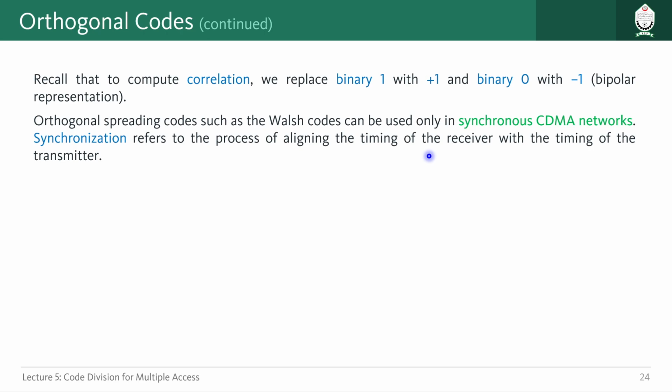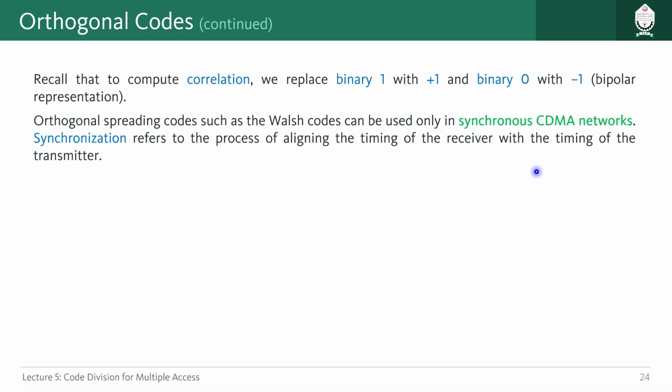Synchronization basically means the process of aligning the timing of the receiver with the timing of the transmitter. Because whenever we transmit a signal, it won't be instantaneously received by our receiver. There will be some delays, right? So a receiver has to determine the beginning of the transmitted signal so that it can actually use its spreading code to decode that signal. So there should be some kind of synchronization in the time domain.